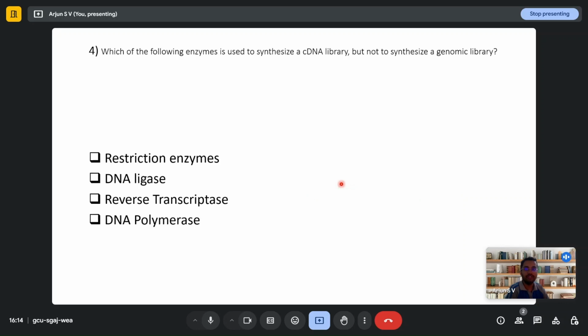So next question: which of the following enzymes is used to synthesize a cDNA library but not to synthesize a genomic library? The options are restriction enzymes, DNA ligase, reverse transcriptase, and DNA polymerase. The answer is pretty theoretical: reverse transcriptase. That is used to synthesize a cDNA library from an RNA sample, but it's not used to synthesize a genomic library.